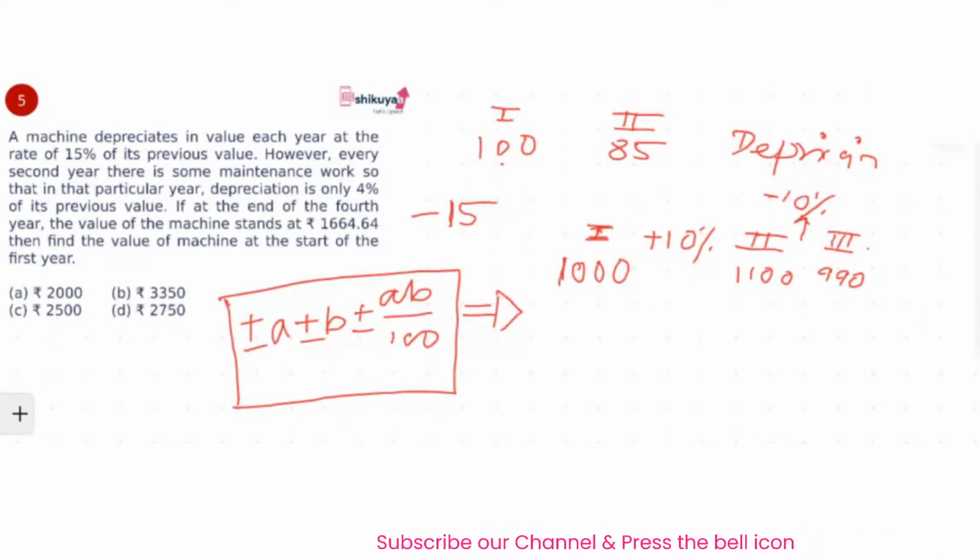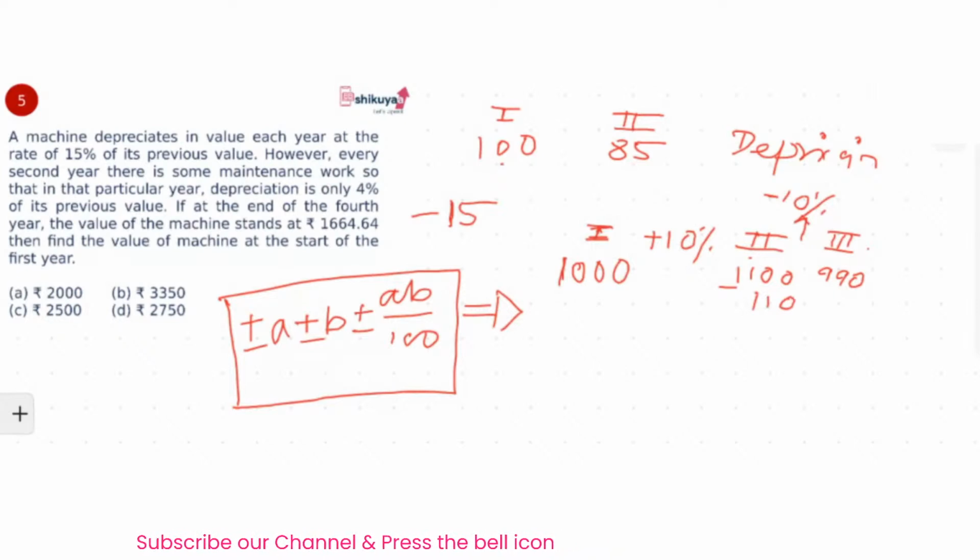Because 10% of 1100 is 110. So 1100 minus 110 is going to be 990.